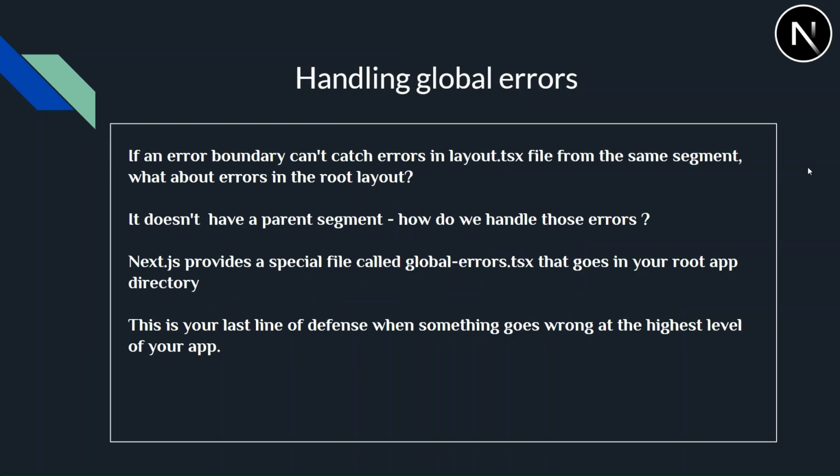So Next.js provides a way for this with the help of a special file called global-error.tsx, which goes into your root app directory. This is your last line of defense when something goes wrong at the highest level of your app. So let's understand through an example how the error can be handled in the root layout if the error occurs there. Let's move on to Visual Studio Code.